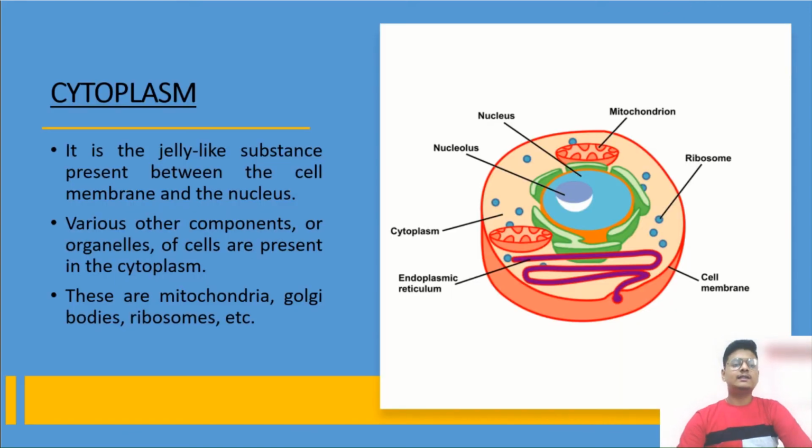First of all, let's see what is cytoplasm. It is the jelly-like substance present between the cell membrane and the nucleus. Various other components or organelles of the cell are present in the cytoplasm. These are mitochondria, Golgi body, ribosome, nucleus, okay, and endoplasmic reticulum, etc.